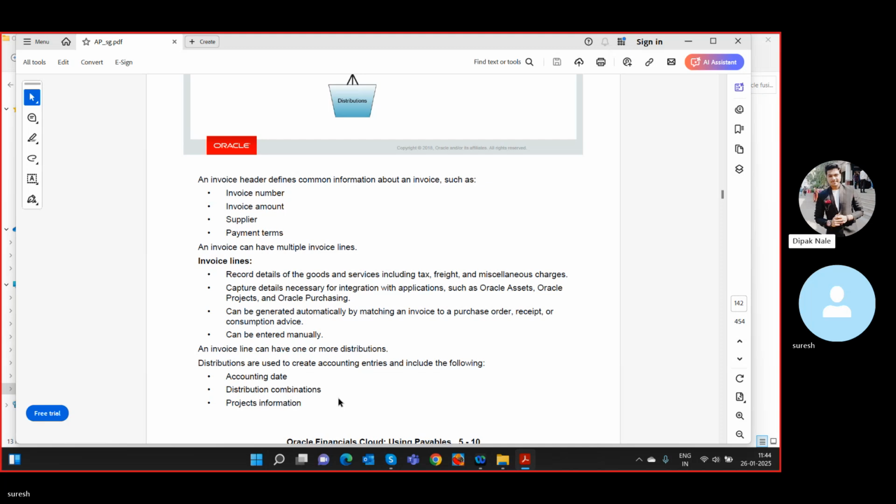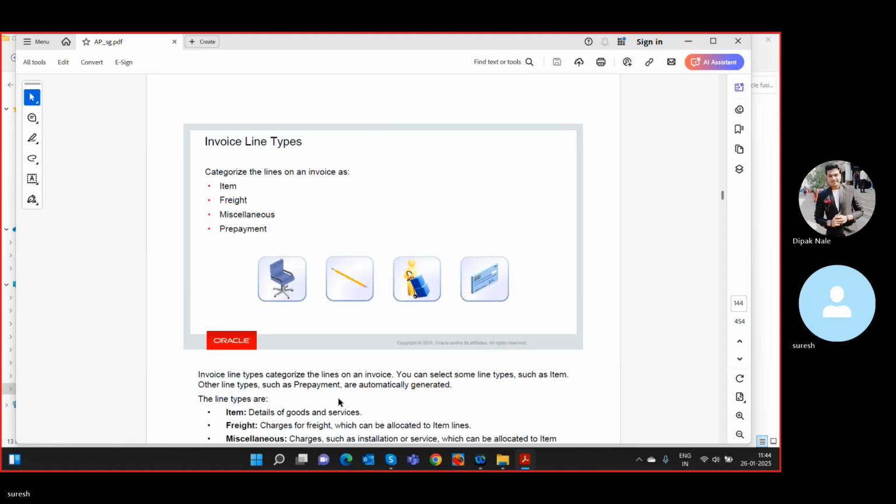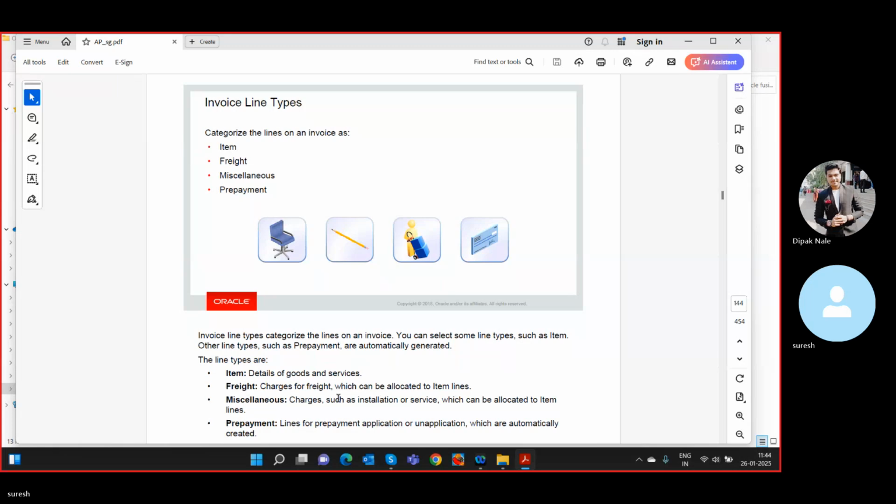Can be generated automatically by matching an invoice to a purchase order, receipt or consumption advice. Can be entered manually. An invoice line can have one or more distributions. Distributions are used to create accounting entries and include the following: accounting dates, distribution combination information. Invoice line types categorize lines on the invoice as item, freight, miscellaneous, prepayment.